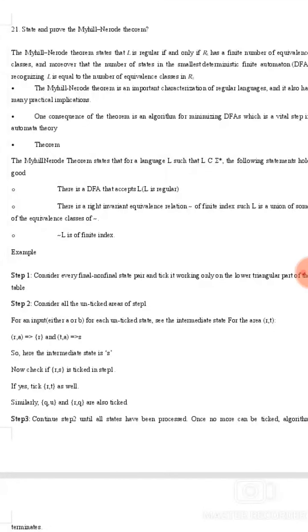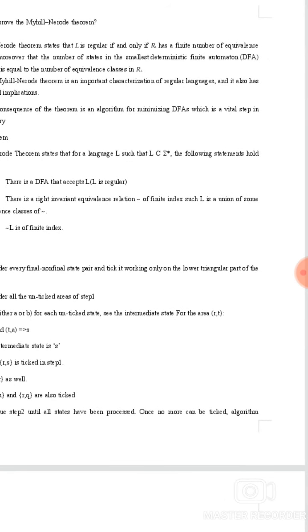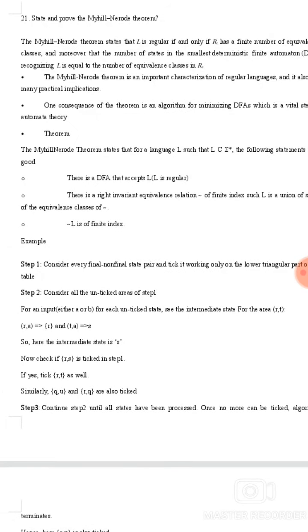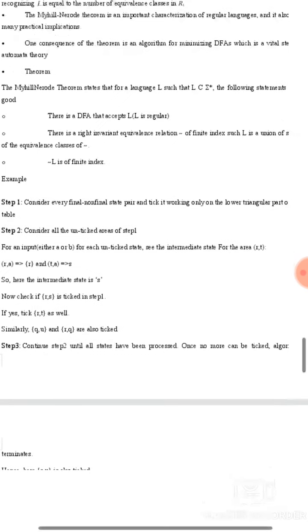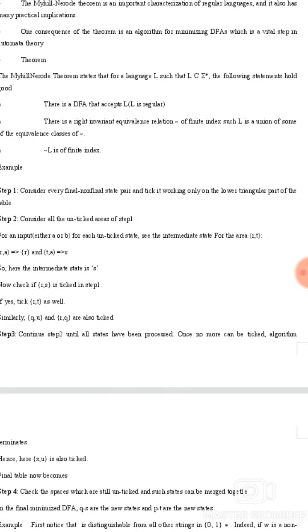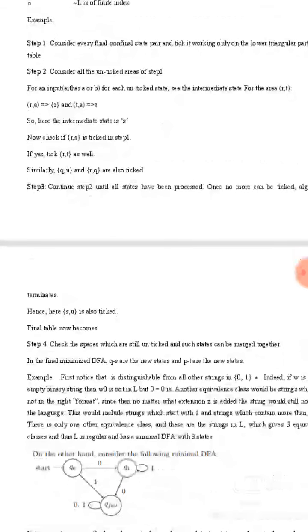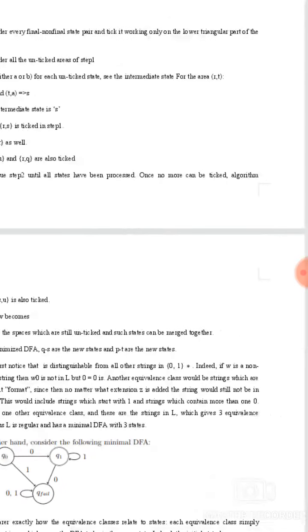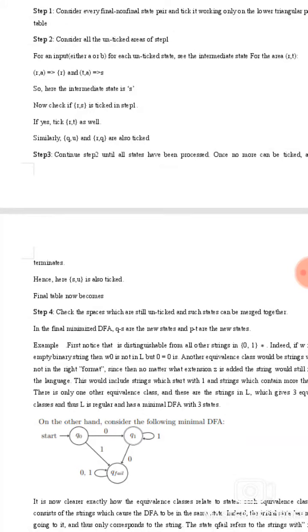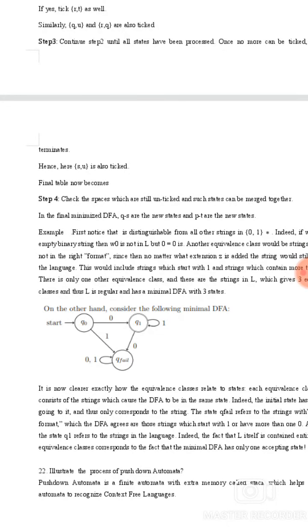There is a DFA accepting L if L is regular, with a right invariant equivalence relation of finite index such that L is the union of some of the equivalence classes. Step 1. Consider every pair of final and non-final states and tick it, working only on the lower triangular part of the table. Step 2. Consider all the unticked pairs of step 1. Step 3. Continue step 2 until all states have been processed and no more pairs can be ticked; the algorithm terminates. Step 4. Check the pairs that are still unticked, and such states can be merged together.